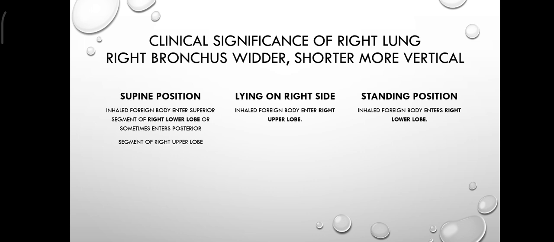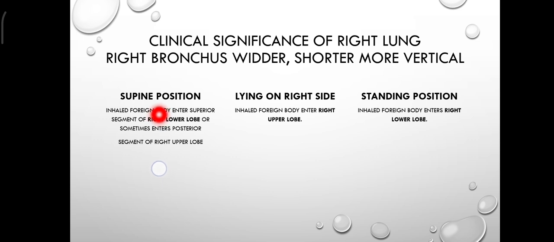We have already discussed that trachea divides into the right and left bronchus. Right bronchus is clinically more important because it is wider, shorter and vertical, and because of all these characteristics, any aspirated foreign object can dislodge or pass easily through the right bronchus. But what is the location where it will dislodge depends on the position of the body.